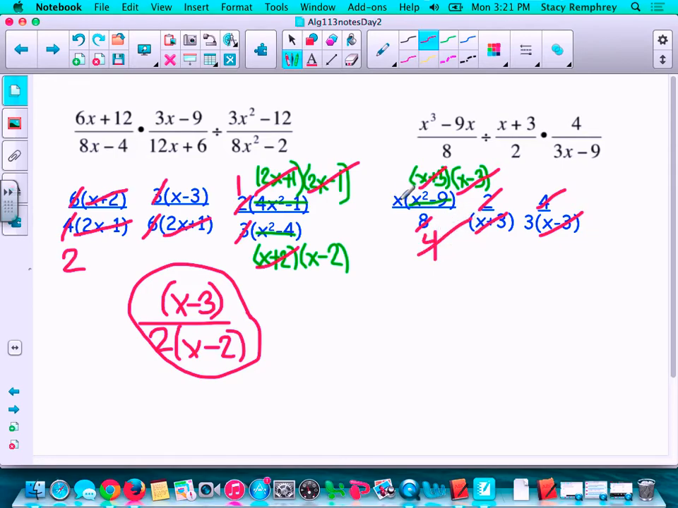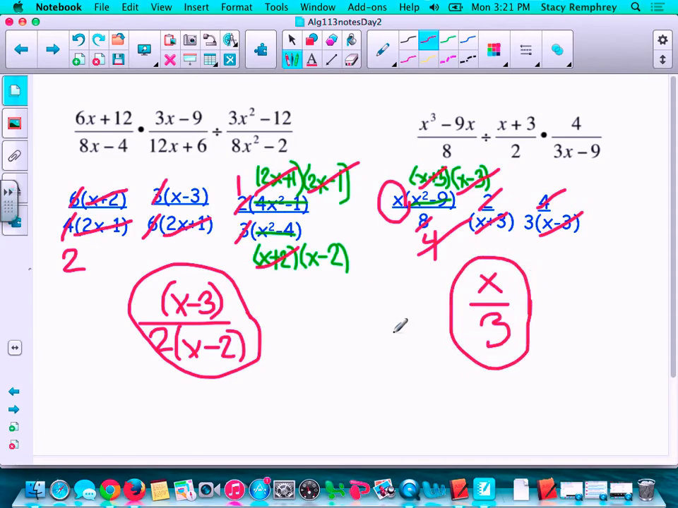All right, so let's look what I have on the top. I have an x on the top. All the rest of it canceled. On the bottom, okay, I canceled that, that, and that, and I have a 3. So your final answer of this big crazy problem is x over 3.